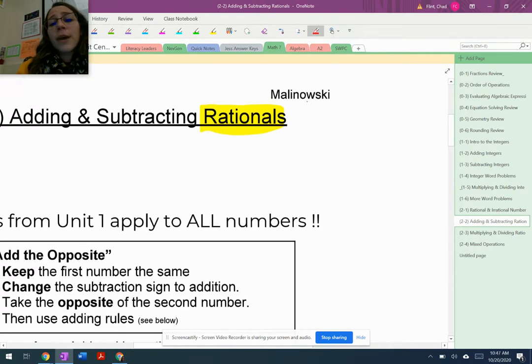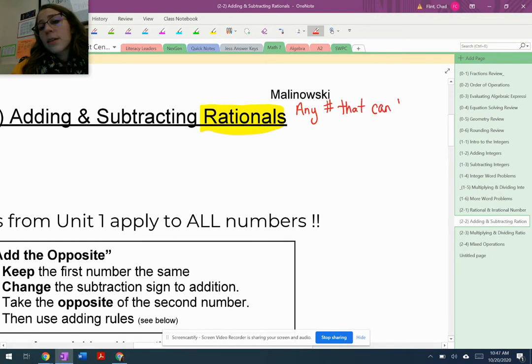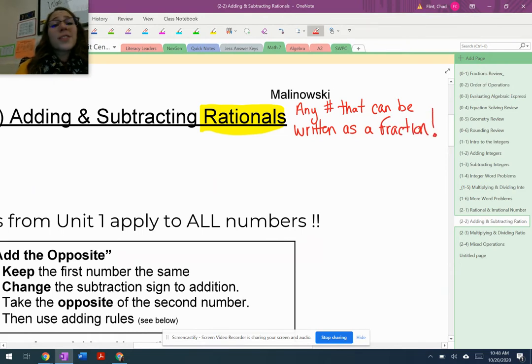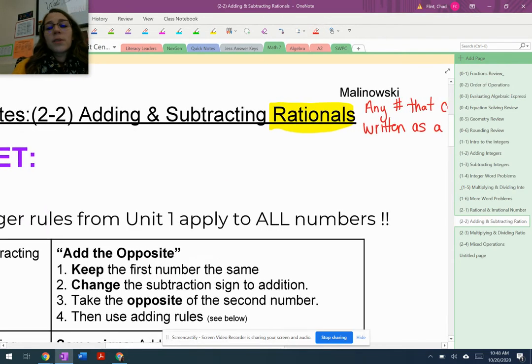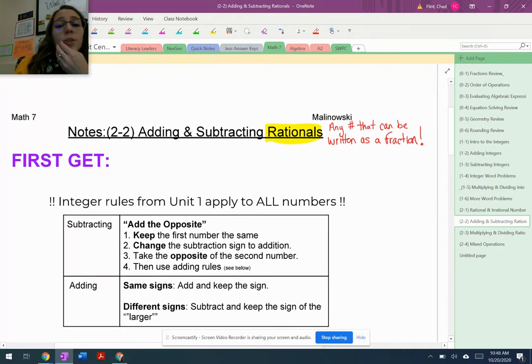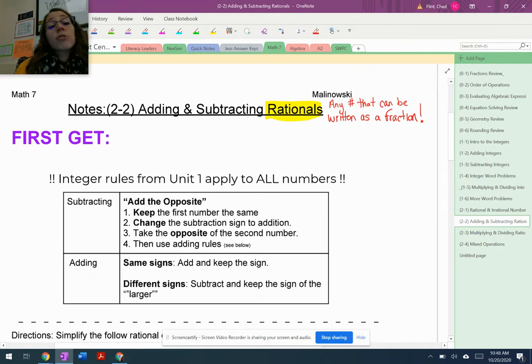So remember that a rational number is just any number that can be written as a fraction, including those whole numbers and decimals, well, certain kinds of decimals, and so on. So really, when we're talking about adding and subtracting rationals, we're really just talking about adding and subtracting fractions.